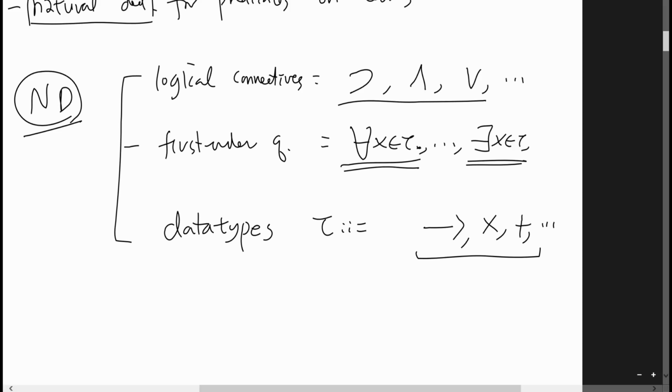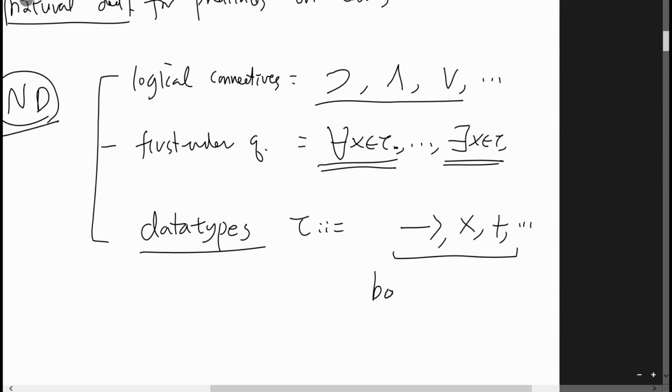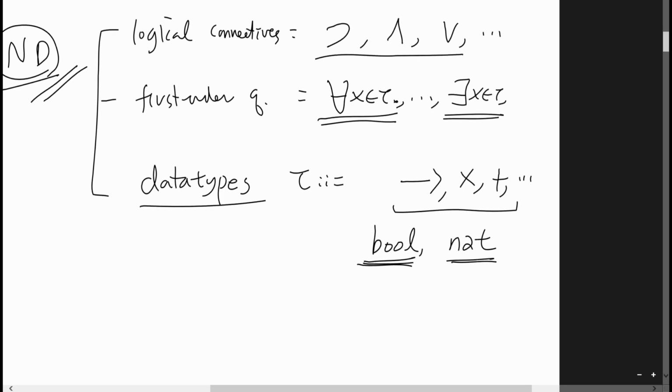And we also applied this principle for natural deduction to define basic data types such as bool and nat. We can define the meaning of bool and nat using natural deduction. And in the definition of nat, we also introduced this new element called primitive recursion.